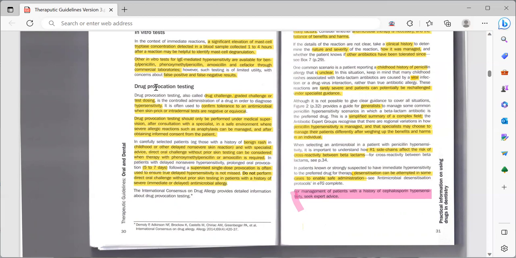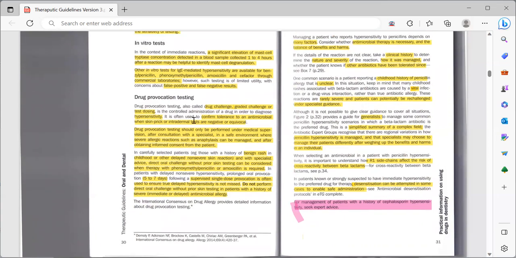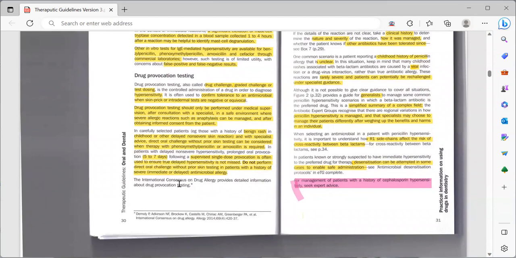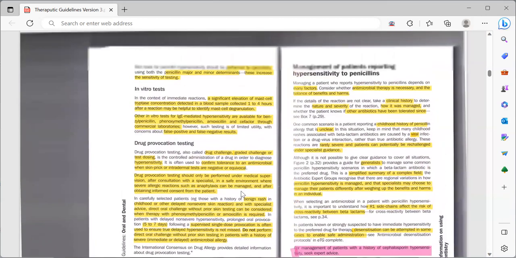This test they usually give to patients who have a non-severe, very vague history, like there was a rash when I took this drug. So this test is generally performed for those patients, but we do not really do that. They are done in specialist settings. We just refer them for further management. The International Consensus on Drug Allergy provides detailed information about drug provocation testing.